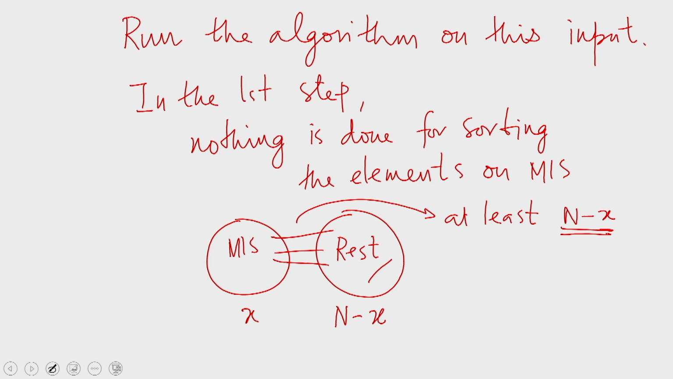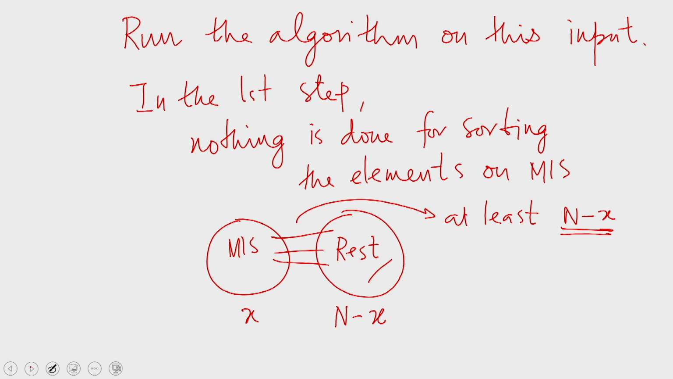comparisons are all between the largest elements in the set and the rest. But we have purposefully kept the largest elements at these x positions. Therefore, all these comparisons are actually not doing anything towards sorting the elements that are in the maximal independent set or sorting the rest of the elements. So, you can say that all these comparisons are in that sense wasted.